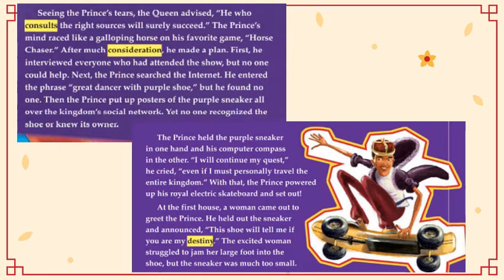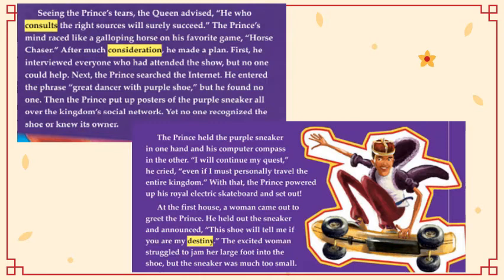Next, the prince searched the internet. He entered the phrase, "great dancer with purple shoe," but he found no one. Then the prince put up posters of the purple sneaker all over the kingdom's social network. Yet, no one recognized the shoe or knew its owner.